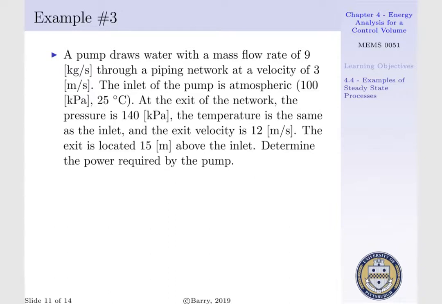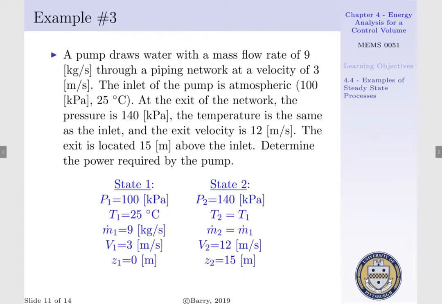At the exit of our piping network, our pressure has increased to 140 kPa, whereas the temperature has remained the same. Our exit velocity is 12 meters per second. The exit is located 15 meters above our inlet. We want to determine our pumping power required to operate this pump under this configuration in units of kilowatts.